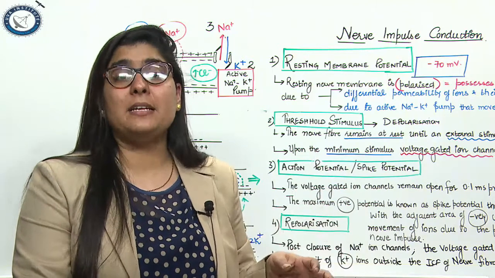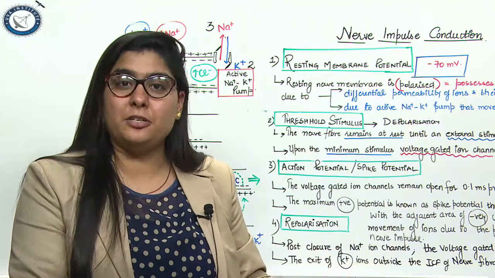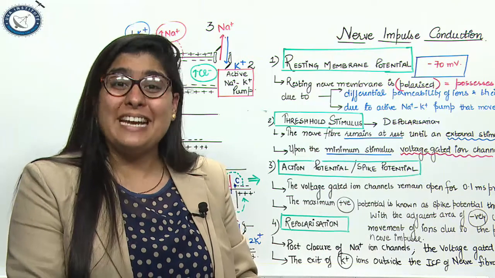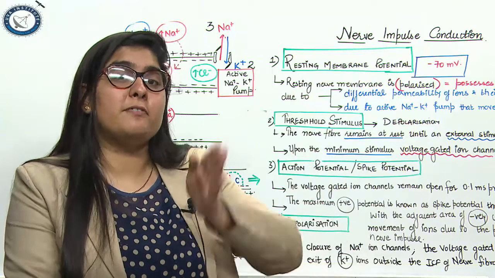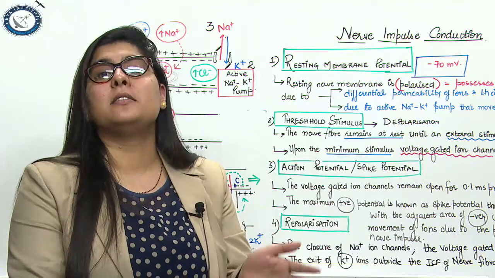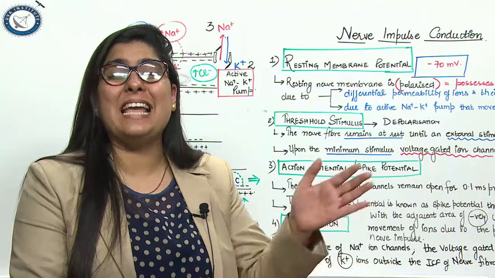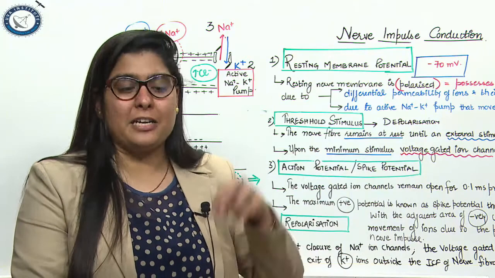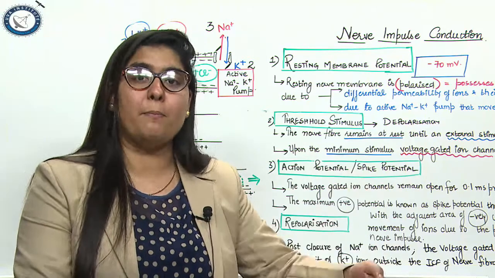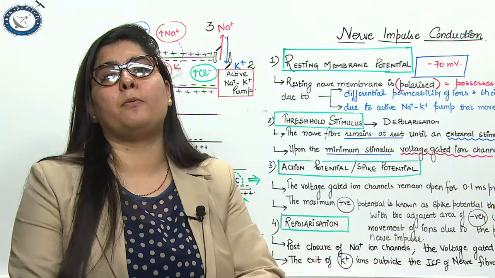So we say that because of this spike potential, there is a creation of potential difference which leads to the conduction of nerve impulse from one point to the other point. Thus, this spike potential is known as the action potential, which actually brings into action the conduction of nerve impulse from one point to the other point.